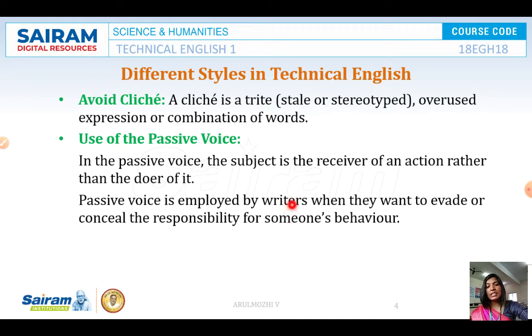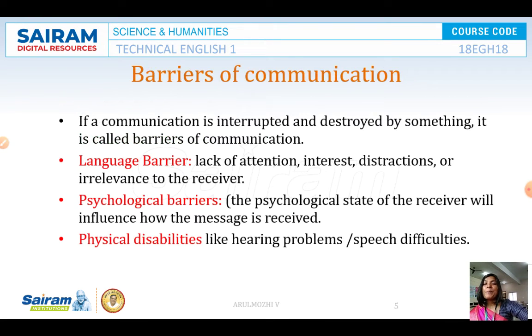Especially, passive voice is used in order to apologize or to show somebody's mistake. This is where passive voice is used most of the time. So in technical writing, it is better to avoid passive voice.